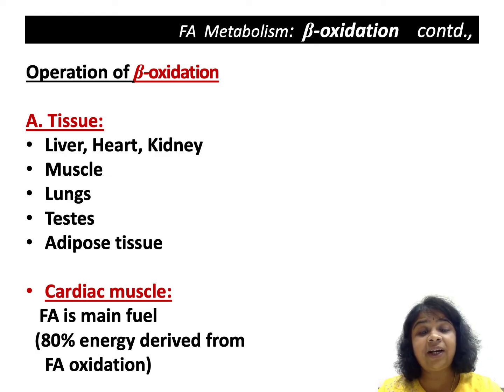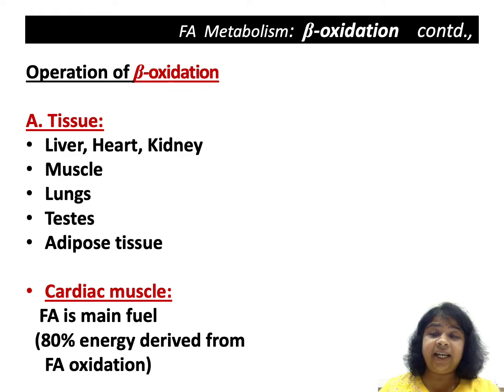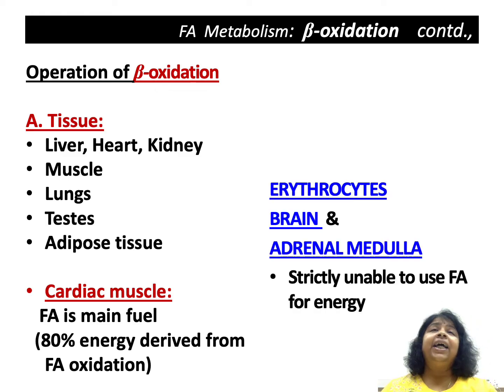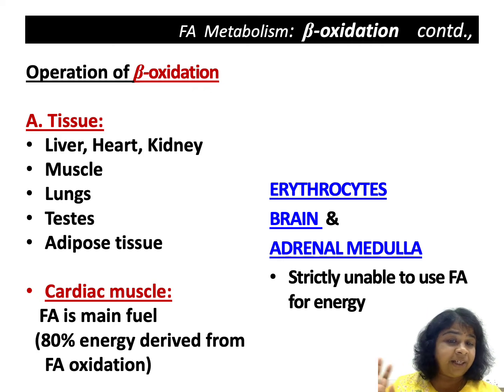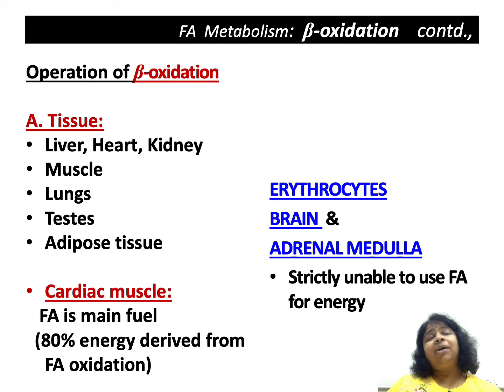Now tissues where beta oxidation does not take place, that is the erythrocytes, brain and adrenal medulla. If you look at within the cell, in which compartment of the cell beta oxidation is happening, this happens in mitochondria. So obviously we will be able to rule out erythrocytes because they do not contain mitochondria. So beta oxidation cannot happen in erythrocytes. Now coming to brain.